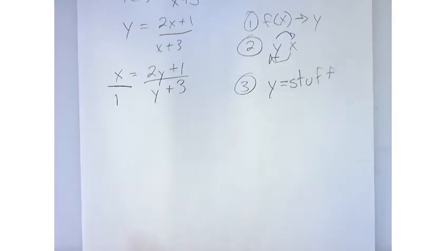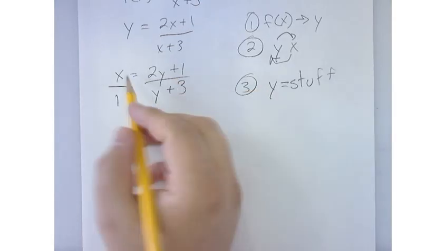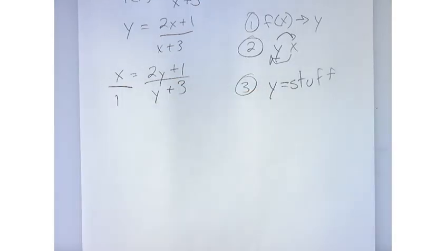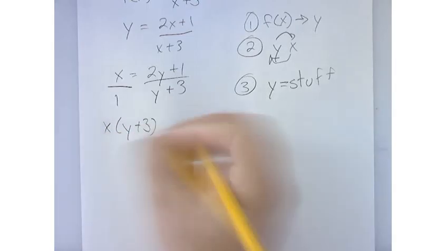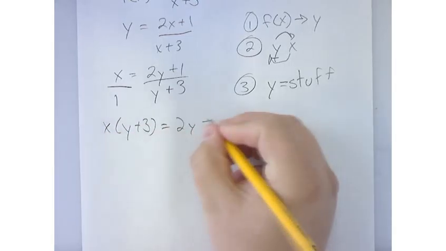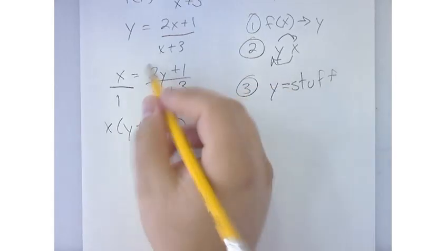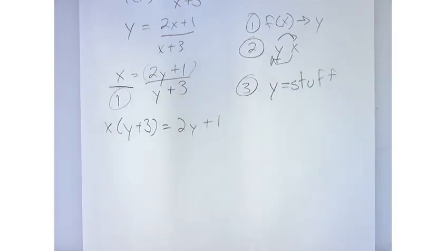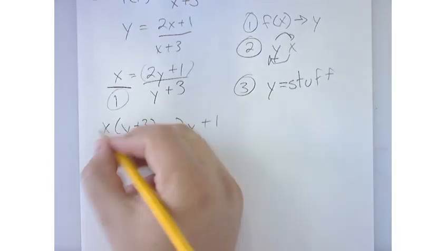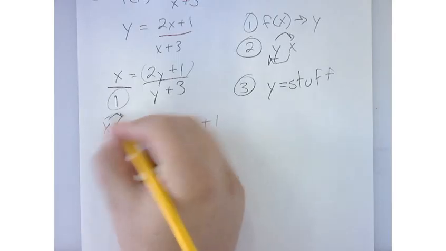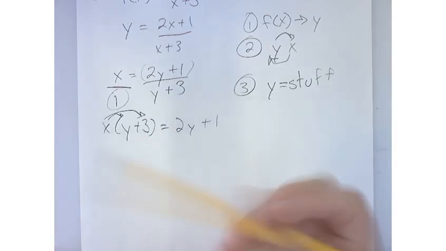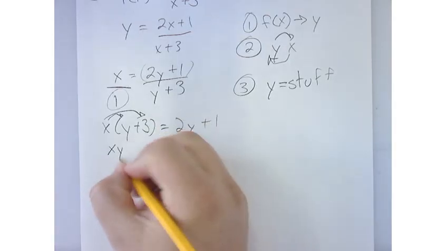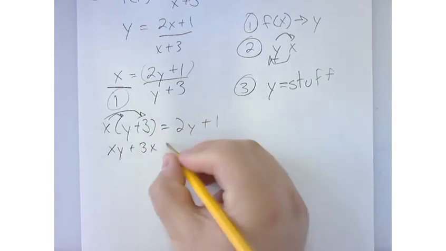And so now we're going to cross multiply because x over 1 is the same as x. So I'm going to get x times the quantity y plus 3 is equal to 2y plus 1. Because when you multiply anything by 1, it's itself. Now here's the trick to getting y by itself. We've got to distribute the x through the parentheses. So that will give me xy plus 3x is equal to 2y plus 1.